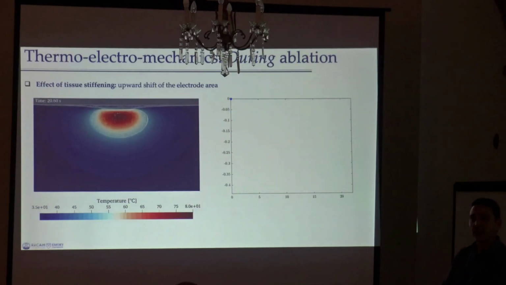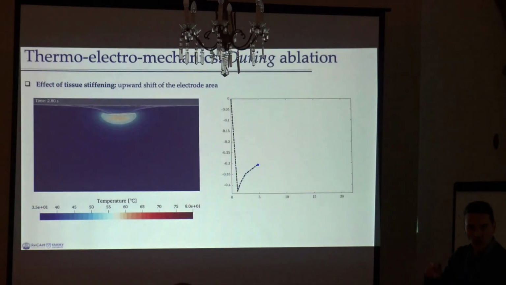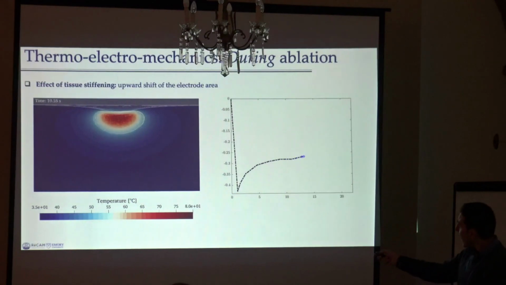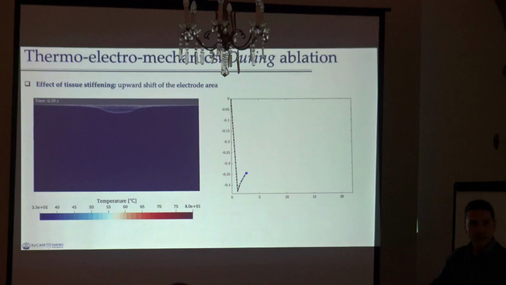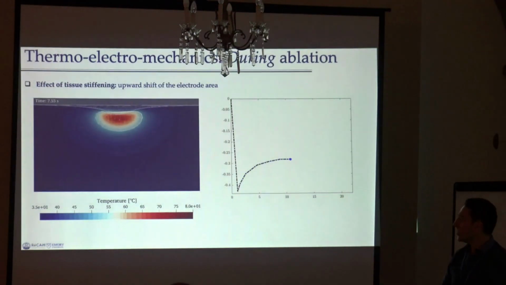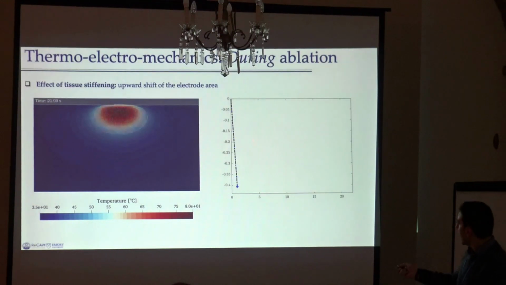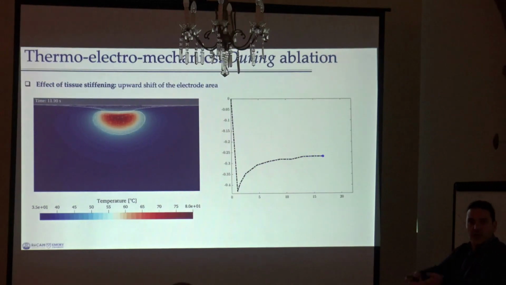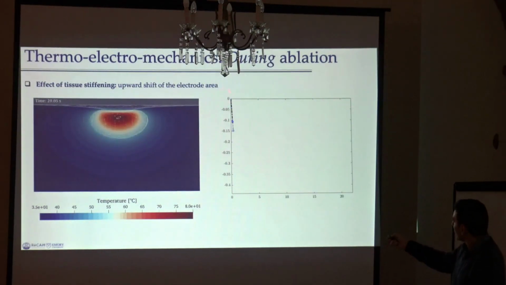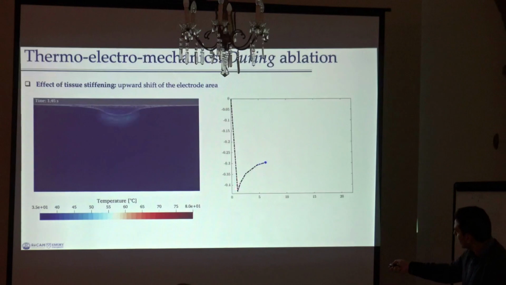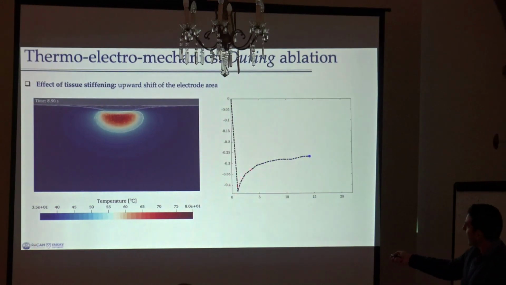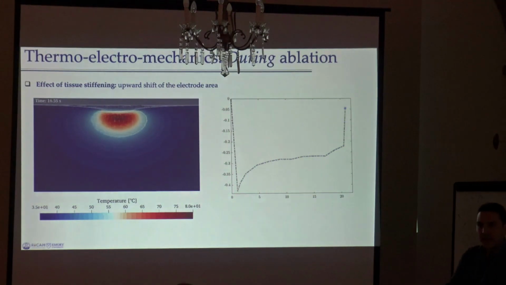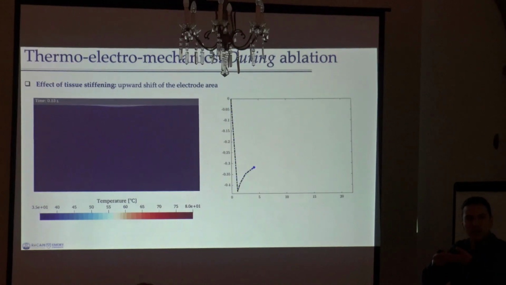Then you start the clinical procedure of radiofrequency ablation. As you start radiofrequency ablation, heat is going to accumulate into the depth of the tissue, but because material properties are changing, the electrode is pushed back, okay? The stiffness of the material is increasing, so this is the tip of the electrode, it reaches a certain maximum, then by time, the tissue pushes back the electrode.